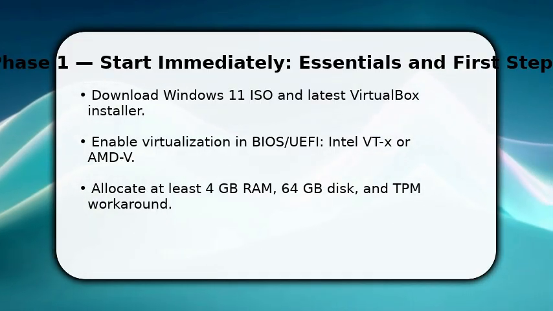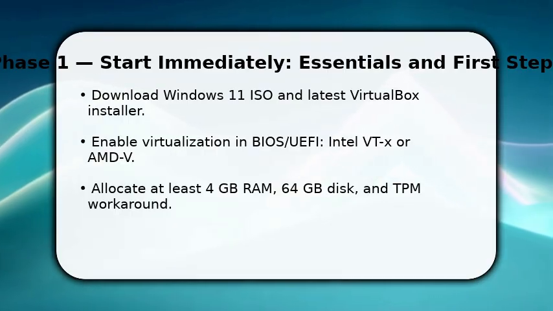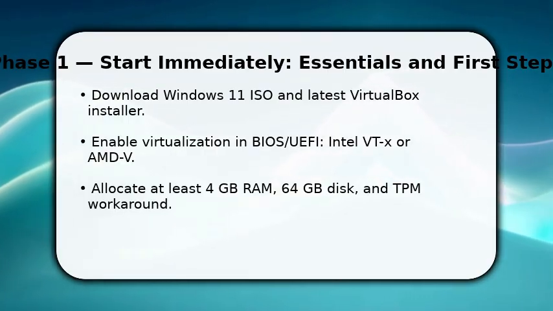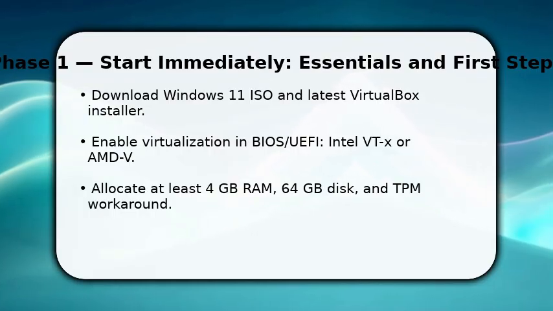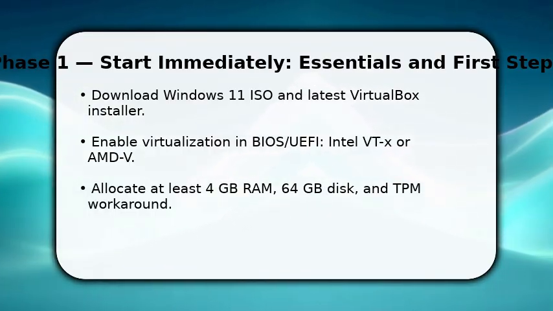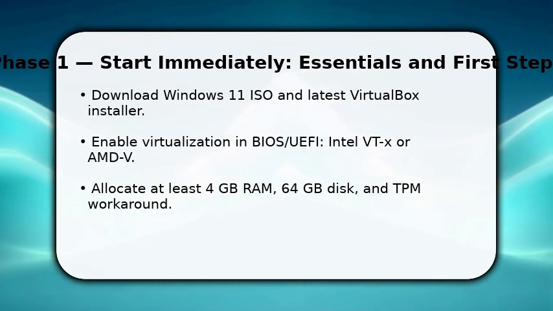Choose Windows 11 64-bit. Set 4 GB RAM or more. Assign 64 GB disk as VDI and enable EFI. I explain the TPM workaround next, because Windows 11 checks require a TPM device for install.